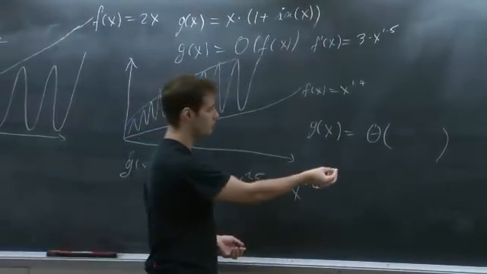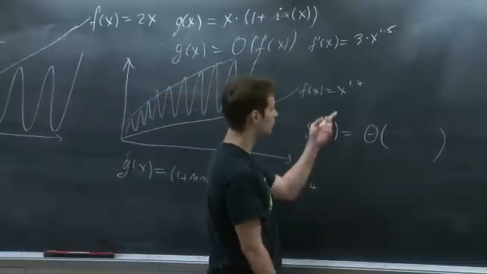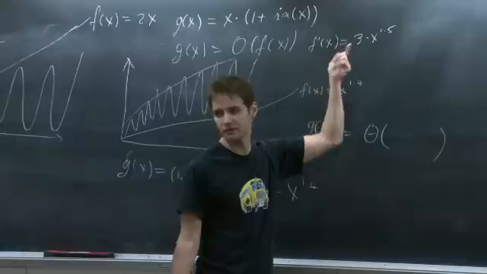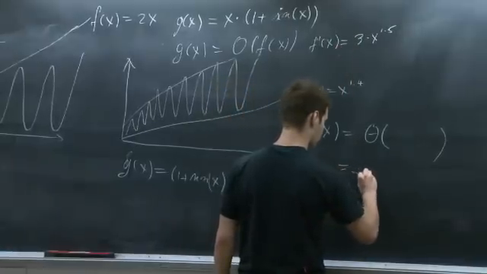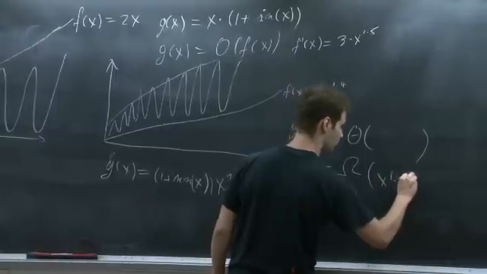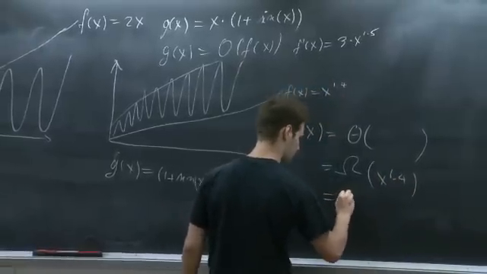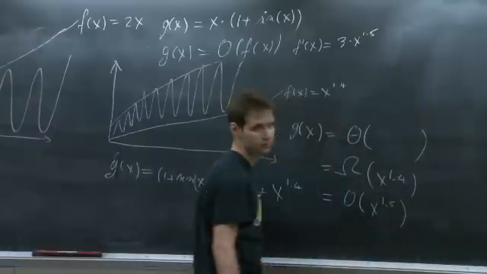Because no matter what I put in here, it's not going to be correct. The lower bound is this, the upper bound is this. But what I can do is say that I know for sure that it is theta of x to the power of 1.4. And by the way, I can also say that it is order of x to the power of 1.5.